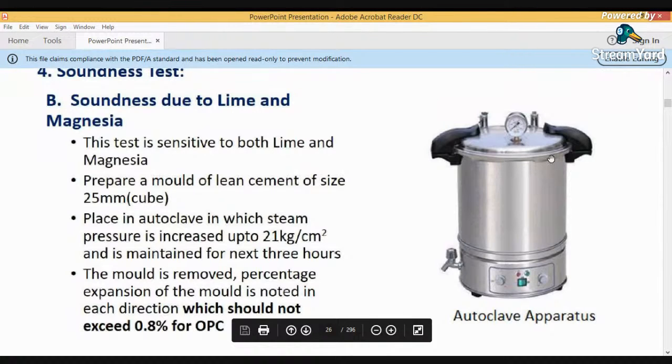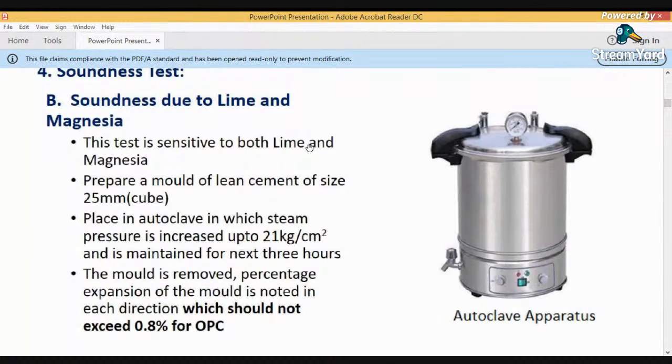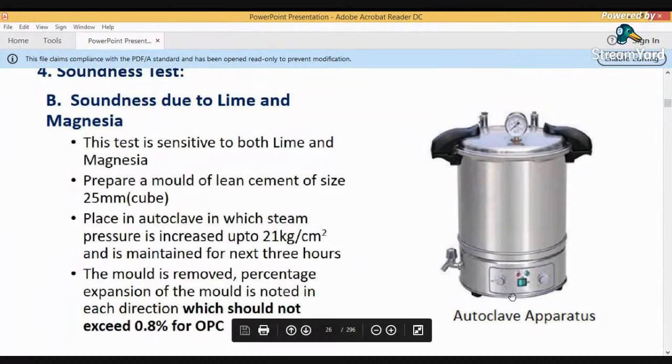What you have to do? We have to prepare a mold of 25 millimeter cube, and that cube we have to place inside this autoclave instrument. We have to increase the pressure of this autoclave. There is a steam pressure already there. So we have to increase the pressure to 20 kg per centimeter square, and we have to keep it for the next 3 hours. Then the mold is removed.